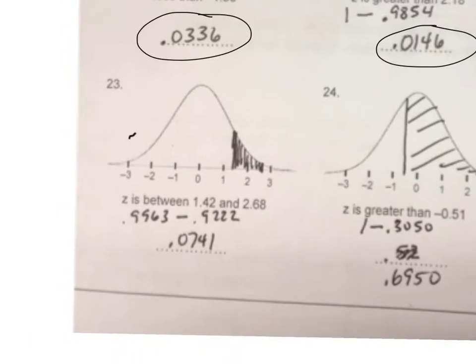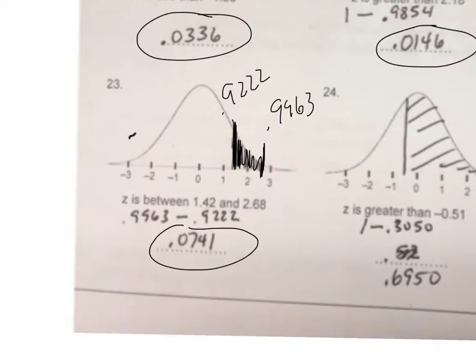On number 23, it's looking for the area between, so you had to find this right here is 1.42, and this right here is 2.68, and you had to find the area in the middle. Therefore, largest, so this right here is 0.9963, and this one was 0.9222. Anyway, you had to subtract the larger one minus the smaller one, and you got 0.0741.